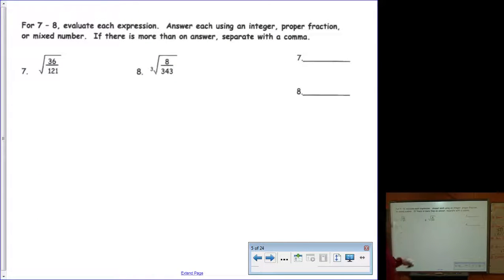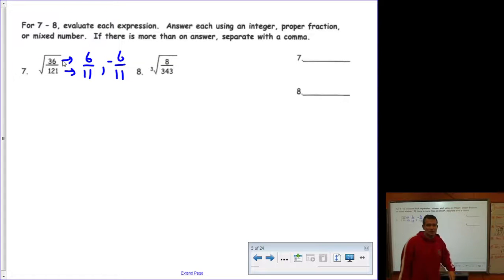All right, the square root of a fraction. You know, if you're using this calculator, you could just type in the square root of the fraction. It would give it to you. Or you could just take the square root of the top and the square root of the bottom, and that would be your answer as well. Of course, there's 2 answers. It'd be 6/11 or negative 6/11.